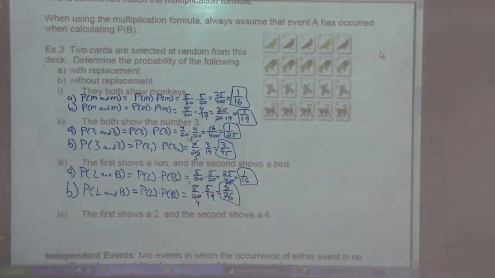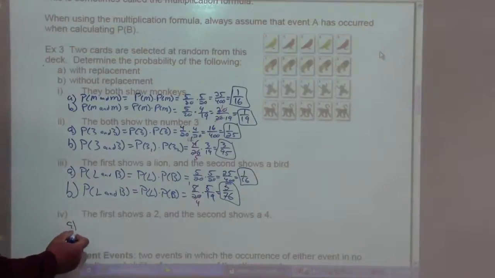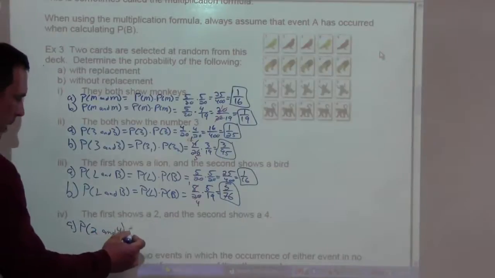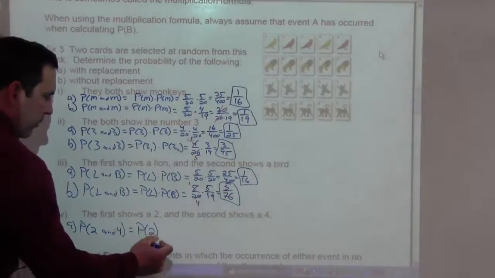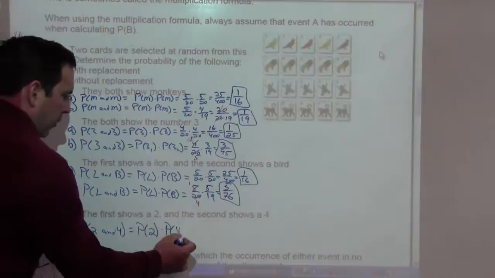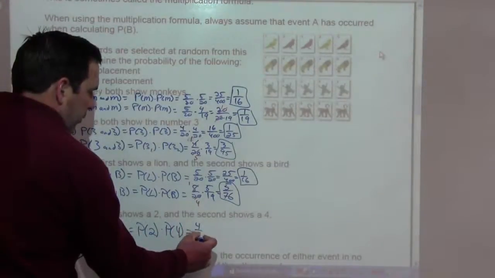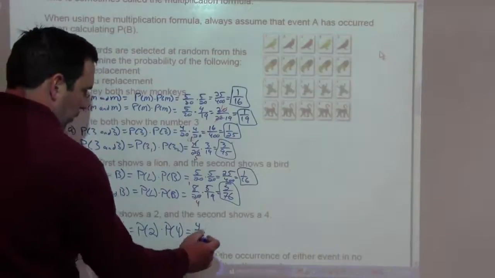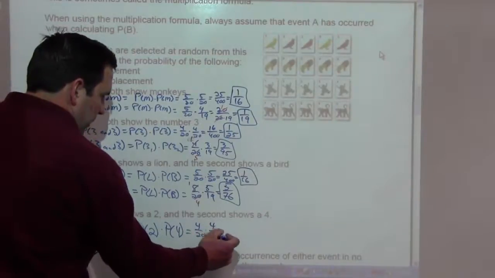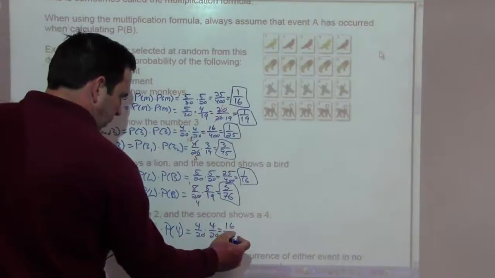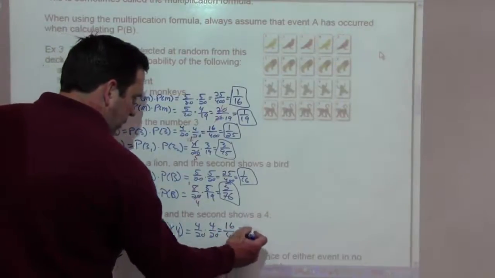In the last case, the first shows a 2 and the second shows a 4. So probability of 2 and 4 is the probability of a 2 times the probability of a 4. Probability of a 2 would be 4 over 20. Probability of a 4 is 4 over 20 with replacement. That's 16 over 400, which is, again, 1 over 25.